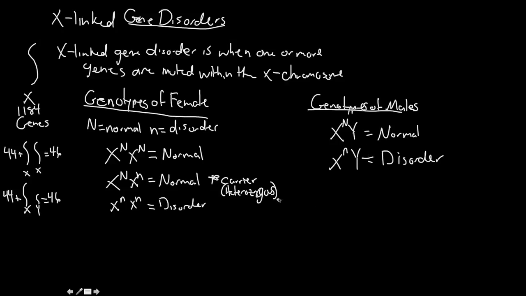Now in class, we're going to work out some Punnett squares with this and see how these X-linked gene disorders will be passed along and the chances of passing them along.